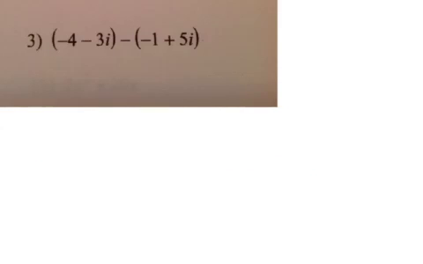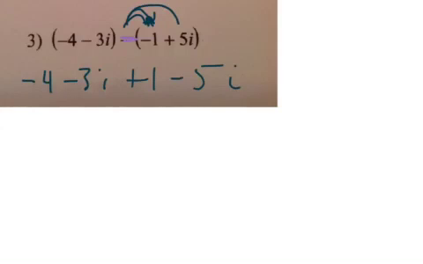Okay, so here we have a problem where notice there is a subtraction right there between the two complex numbers. So the first thing we're going to do is rewrite the problem, distributing that minus. Does everybody agree minus with that negative 1 right there is plus 1? That minus with plus 5i is minus 5i.